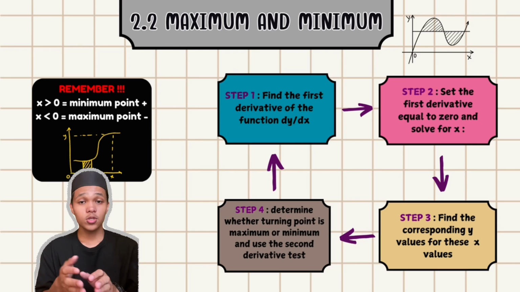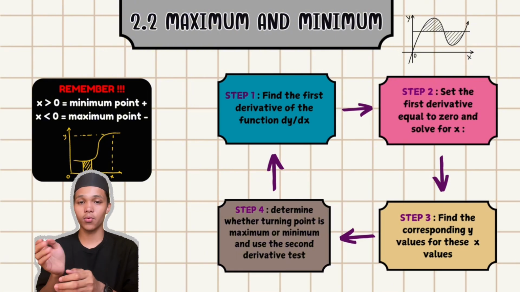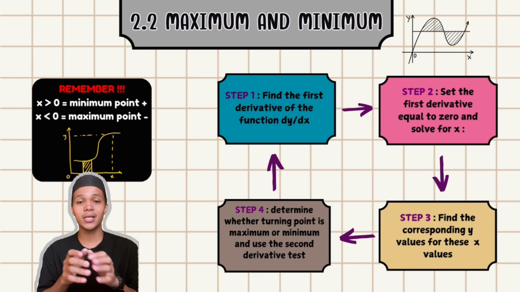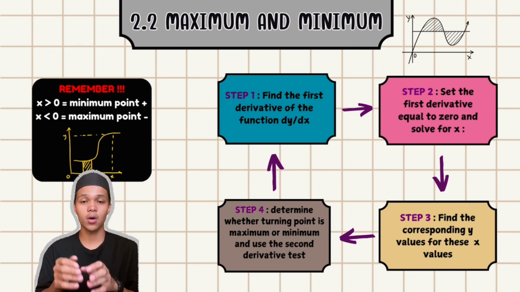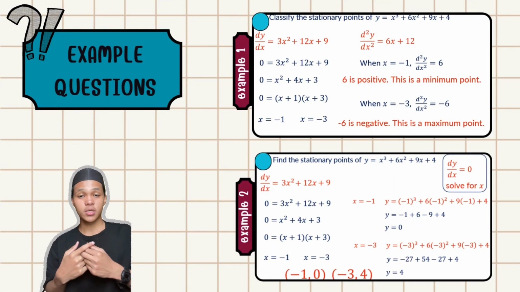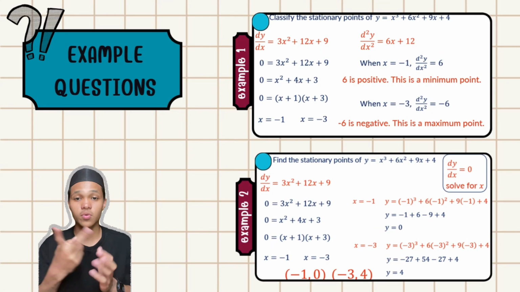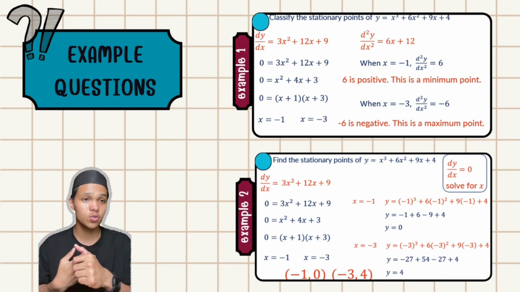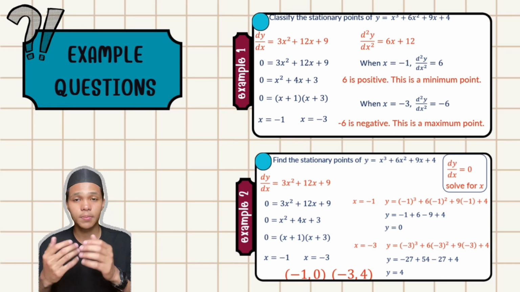In this topic, you must remember one thing: when the second derivative is greater than 0, your answer will be a minimum point, that means it is a positive number. And when it is smaller than 0, the answer will be a maximum point, that means it is a negative number. These are example questions for this topic. We have example 1 and example 2. I will explain example 1 only.